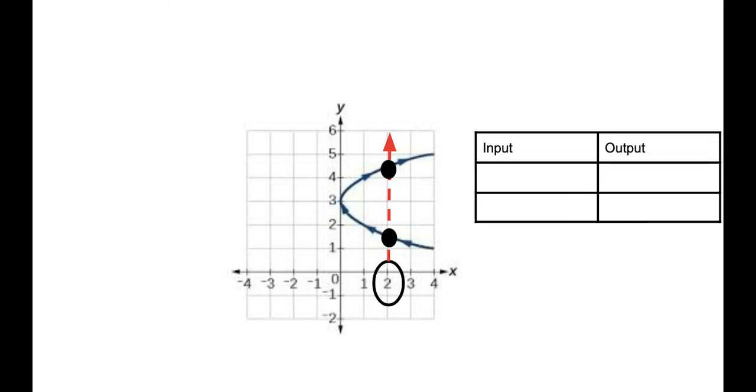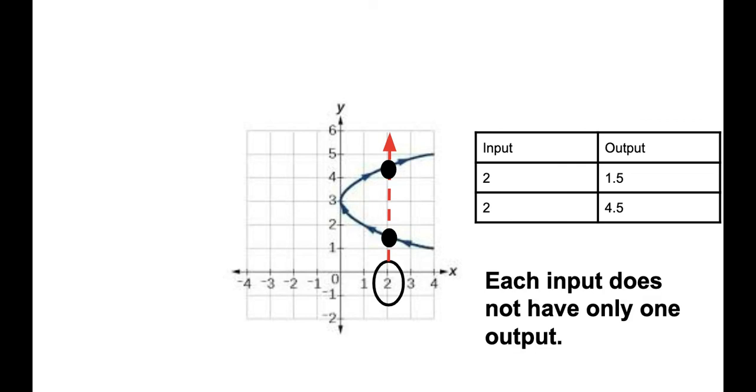So if I was to create an input versus output table here, I would see one of my ordered pairs would be 2 and 1.5, and another would be 2 and 4.5. And if we go back to our example of input-output tables, remember, each input can only have one output. And here it is saying that the input of 2 has two outputs. And since it does not only have one output, then it is definitely not a function.